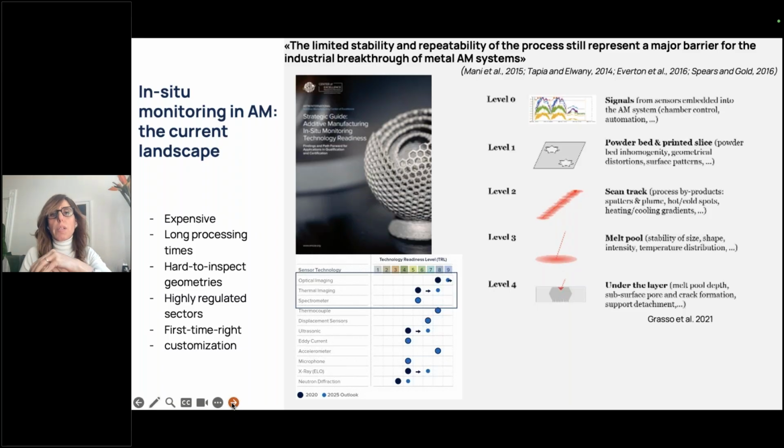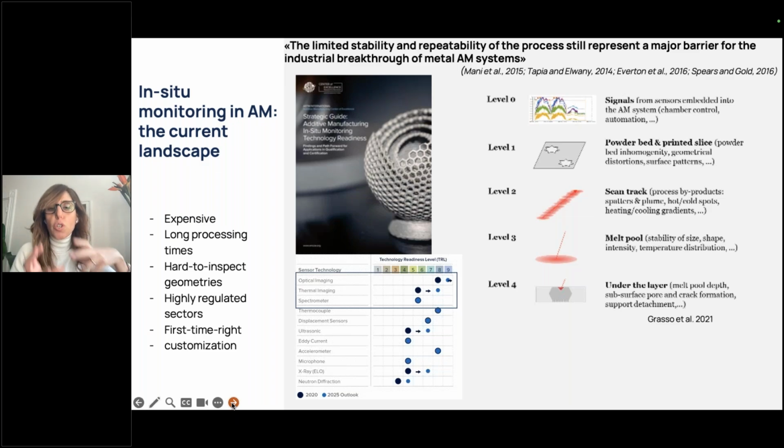As a matter of fact, there's a recent report you may be interested in downloading, because it's free, from ASTM, the American Society, which is also trying to define standards, and NASA, describing the strategic vision on additive manufacturing and in situ monitoring, and what the technology readiness level is. Again, the most interesting and ready-to-go technologies deal with optical imaging, thermal imaging, or spectrometry. So it means a lot of video, images, and this type of complex data.